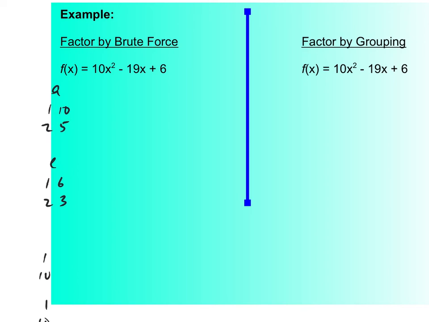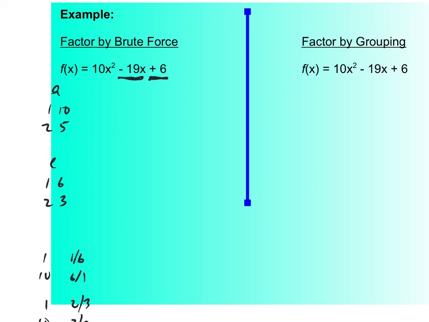Because each one of these combos, so the A being 1 or 10 could go with a C of 1 or 6. The A being 1 or 10 could go with a C of 2 or 3. The A being 2 and 5 could go with a C of 1 or 6. And the A being 2 and 5 could go with a C of 2 or 3. But we need now the product to be positive, and we need the sum to be negative.